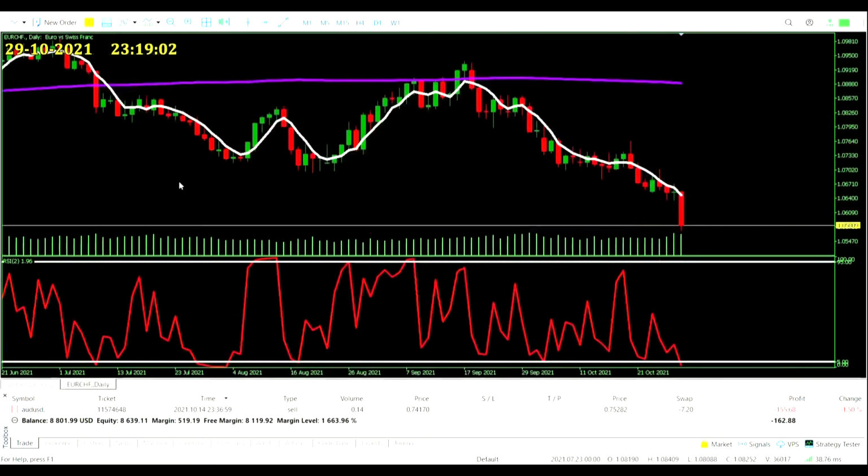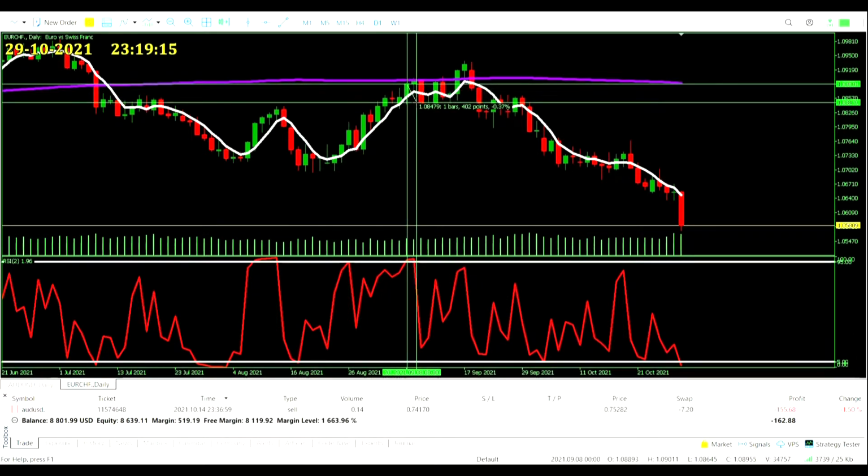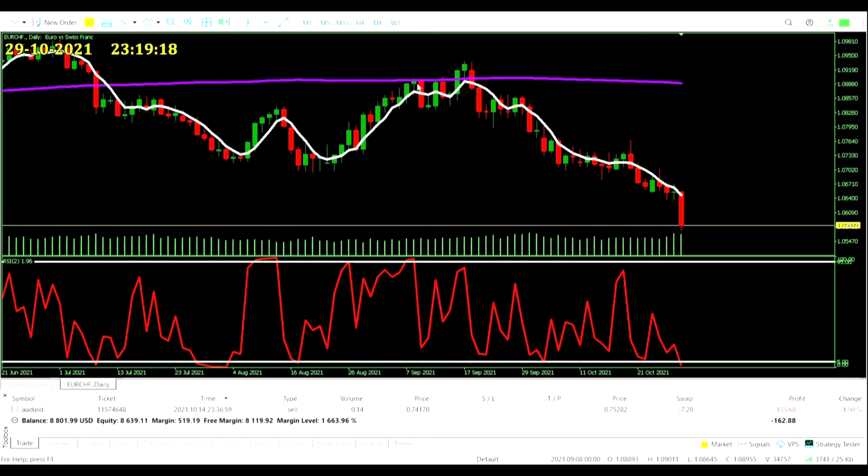Let's find out. Euro Swiss franc going oversold. 1.96 on the RSI, but that is a big downtrend that's been going. Was there anywhere nice you could have got in? Well, back here, if you'd been in there, that would have been a winning trade. Look at that, 40 pips or so. Those are the kind of trades you want. That was a long time ago though.